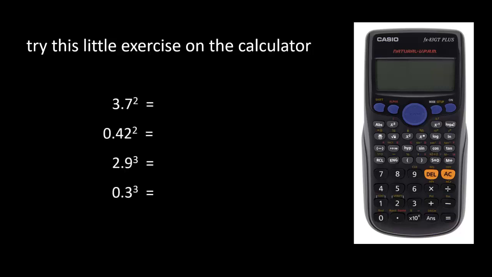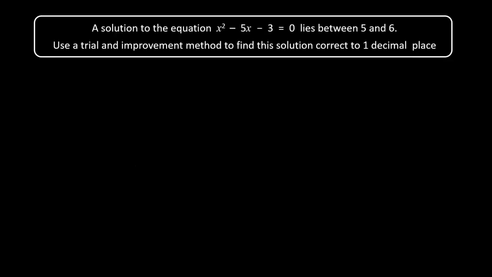So now let's have a little exercise just to make sure we know what we're doing. Try and work those out on the calculator. Press pause, press play for the answers. Okay, so we did 3.7 squared, that should be 13.69, 0.42 squared is 0.1764. And then 2.9 cubed, 24.389, 0.3 cubed, 0.027. Good.